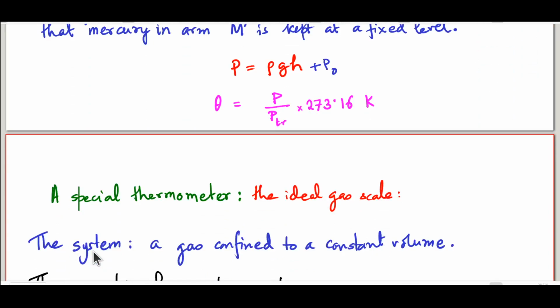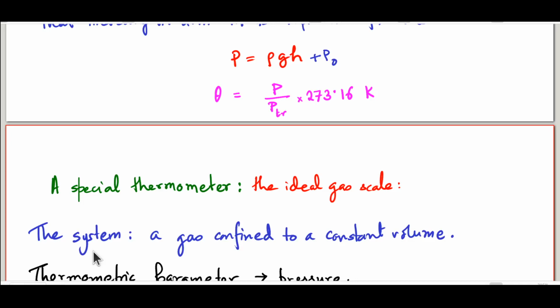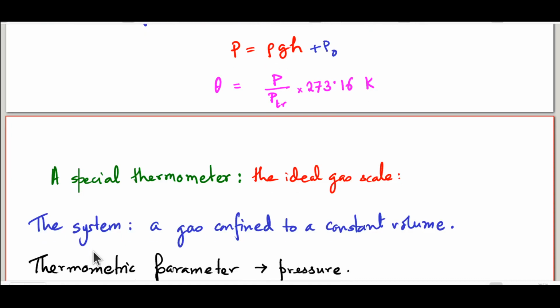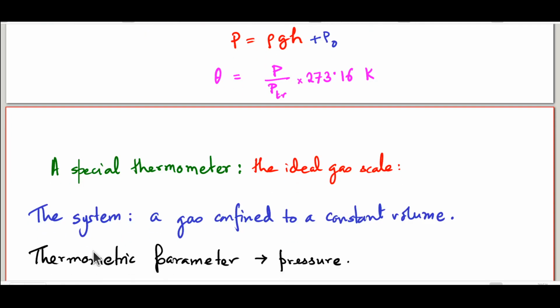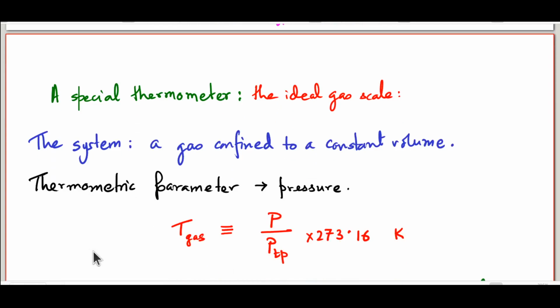And the system that we use to create this special thermometer, the ideal gas scale thermometer, is basically what we just described. It's a gas confined to a constant volume. If you want to do high precision measurements, you will have to have special additional design features which will compensate for the atmospheric pressure, let's say, and other effects. But that really is all there is to it. And the thermometric parameter here, of course, is just the pressure and the formula by which you calculate the temperature of this gas. Note that I am writing T here as opposed to theta because I want to give somewhat special status to the scale.